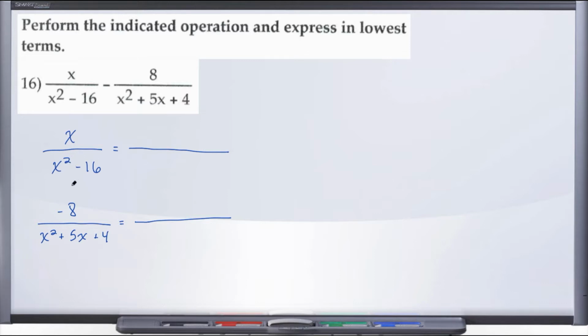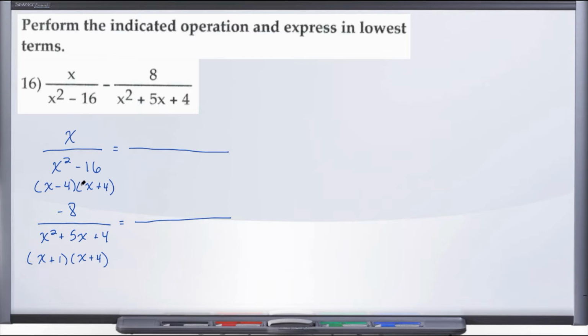And so x squared minus 16, well, we know that that's the difference of perfect squares. So that's going to factor into x minus 4 and x plus 4. And here we have x squared plus 5x plus 4. We know that's going to factor into x plus 1, x plus 4. And so now that we can clearly identify each of the factors individually, the common denominator that we're going to build has to have one of each unique factor.